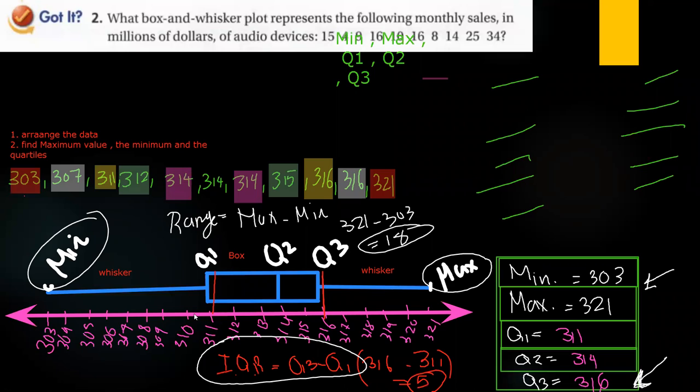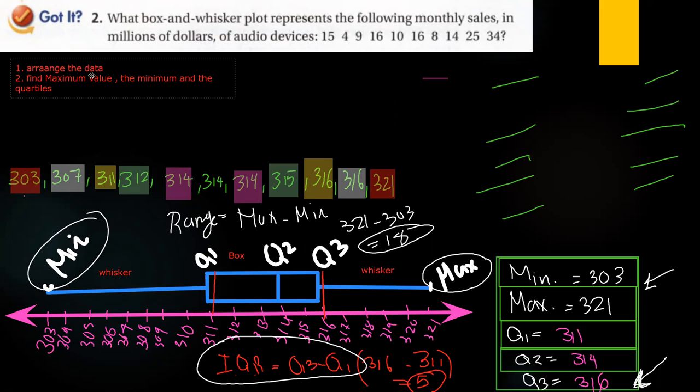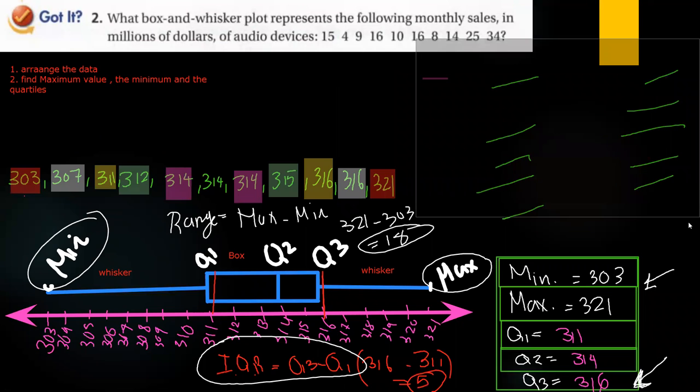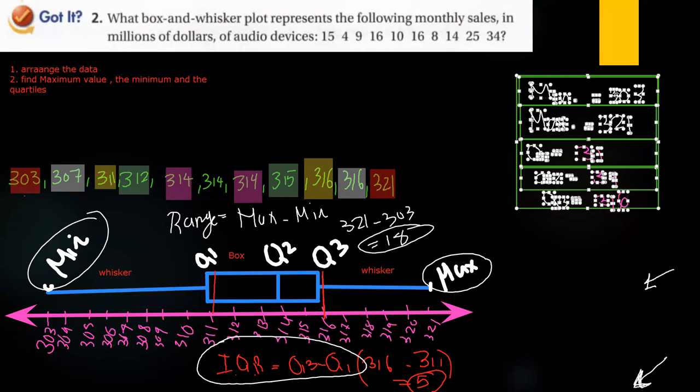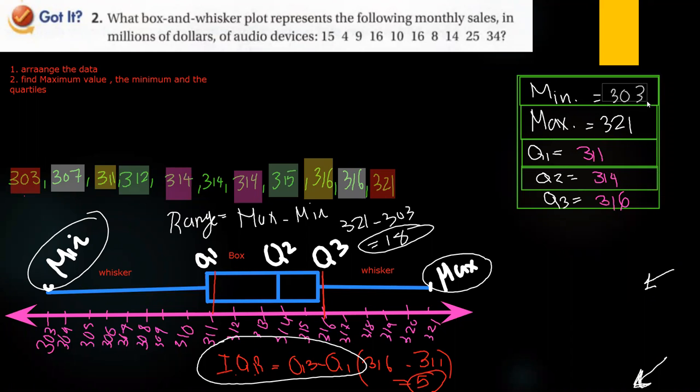Here, let's remember now. What did I tell you? I told you before that if we need to draw or make a box and whisker plot, the first step you have to arrange the data and then find the maximum, the minimum, and the quartiles, in order to fill the table here. Now this is my table. I need now to fill it, but with the new numbers.